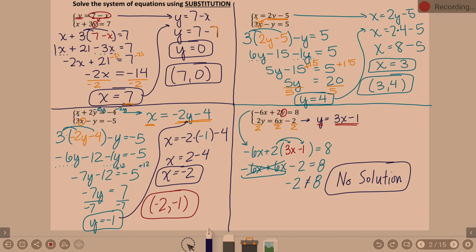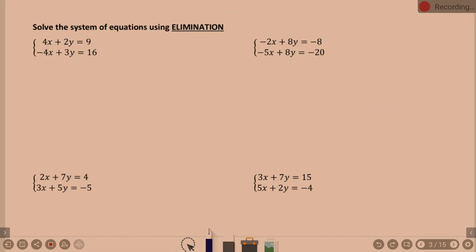Okay, and then after we did that, we practiced using substitution. With substitution, you needed to have one of your two equations be either x equals or y equals, and then we'd take that and sub it into the other equation, right? So those were the 4 examples we did there. And now we're ready for elimination, okay? This is our third method to review. And it's just another way to solve the same type of equations.